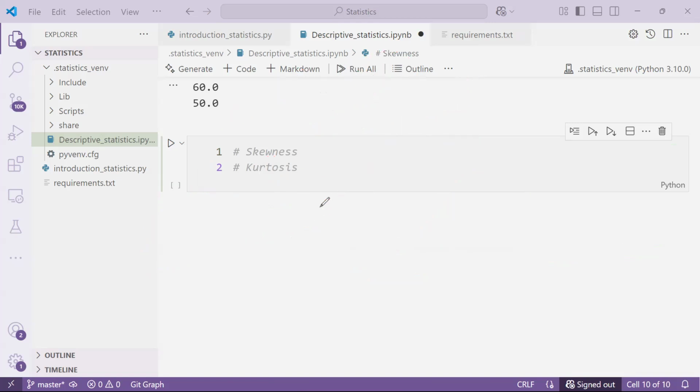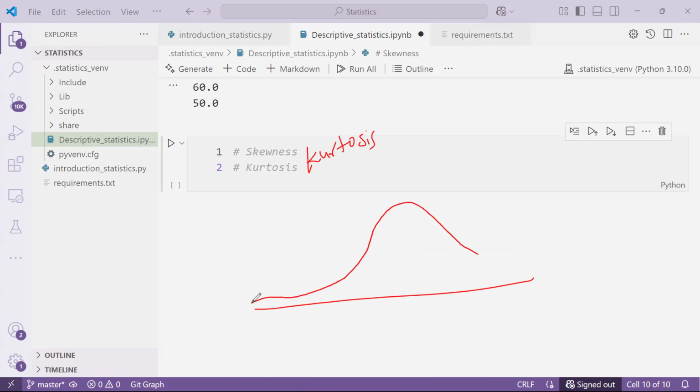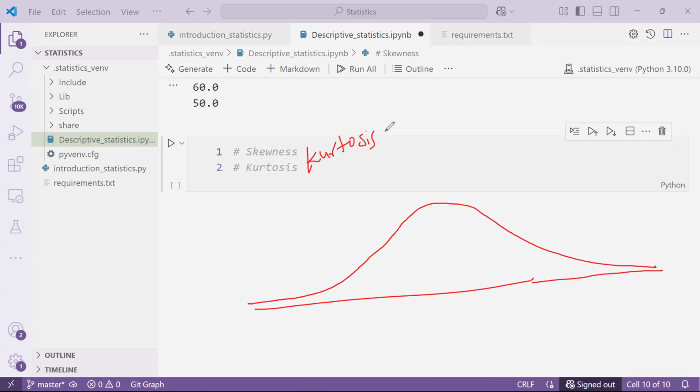And the next one is kurtosis. With kurtosis, the data is distributed normally. Normally means the data is distributed equally, spreading around the mean. Okay, there is no skewness. The data is distributed something like this. Okay. So with kurtosis, there might be a chance the data is distributed something like this.